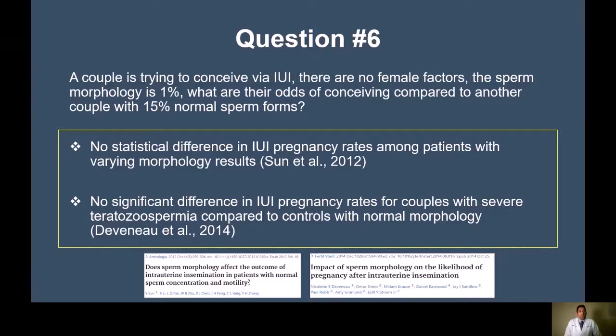I find this an important fact because of the stress that this may have on these patients. Many of these patients are referred from other practices or institutions and are told that they have no normal shaped sperm, and this can be very distressing. However, it's important to explain the statistics and the studies to these patients to help alleviate some of these stressors, which can also have a negative impact on fertility as well.